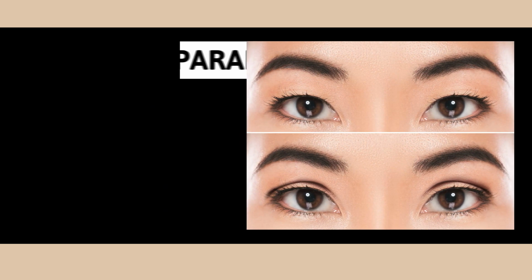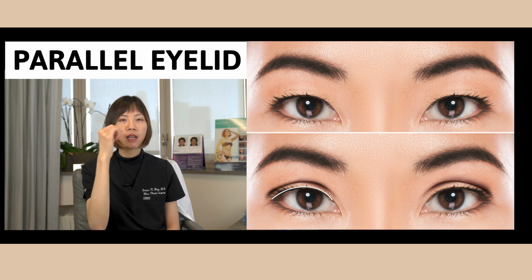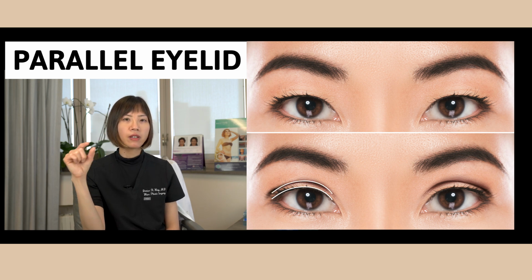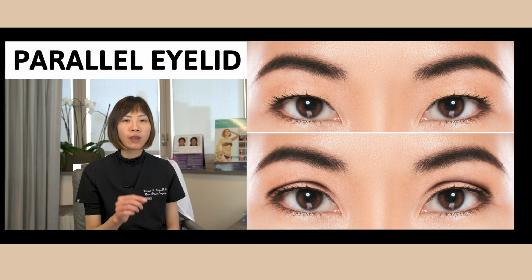Some patients want a specific type of eyelid crease, and there are different shapes of the eyelid that you can achieve with the upper eyelid surgery. One of them is called a parallel line, which is basically when the eyelid crease as well as the lash line are an even distance all the way across the entire eyelid. And in order to achieve that, sometimes we will need to adjust the inner corner of the eye to open up the inner corner so that you can actually see the entire eyelid crease.